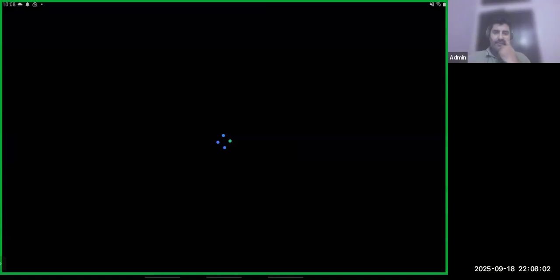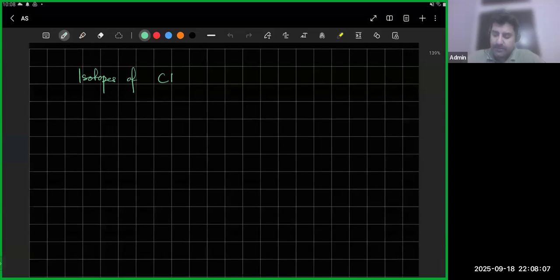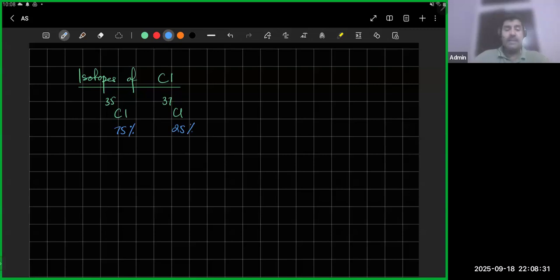But with Cl, the thing is that it's got two isotopes which are really, really abundant. And Cl is something that is very common, and a lot of compounds have Cl in them. So Cl has two isotopes. One of them is 35, and the other one is 37. The chances of getting Cl35, 75% of all atoms of Cl are Cl35. 25% chance is of getting Cl37. In probability, this is 3 by 4, and that is 1 by 4.